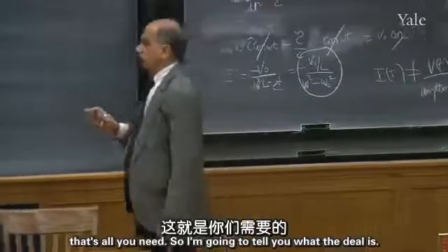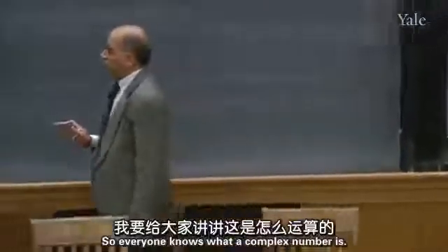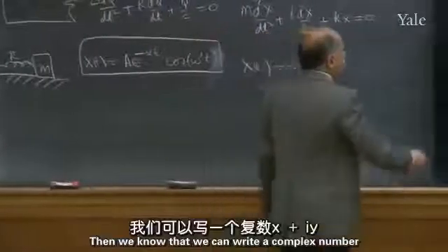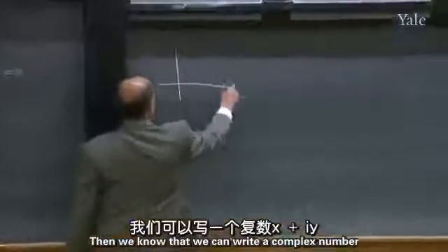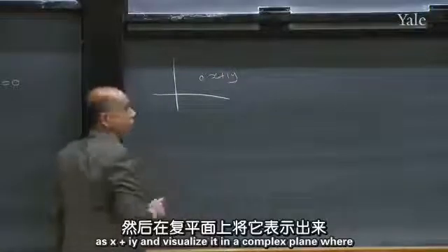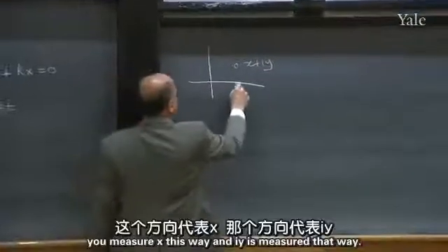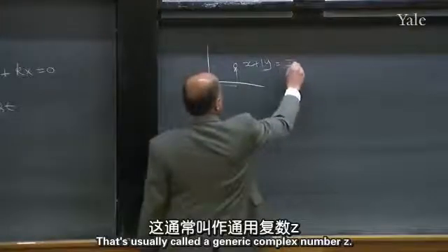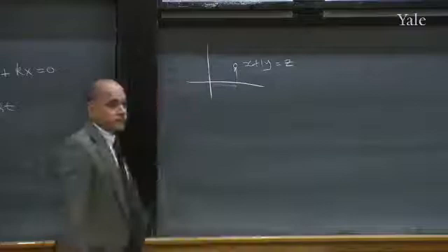So I'm going to tell you what the deal is. Everyone knows what a complex number is. We know i is the square root of minus 1. Then we know that we can write a complex number as x plus iy and visualize it in the complex plane where you measure x this way and iy is measured that way. That's usually called a generic complex number z.